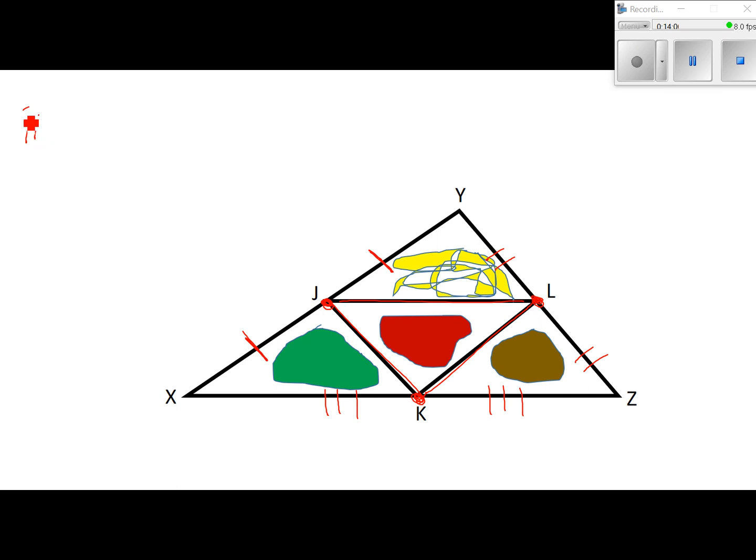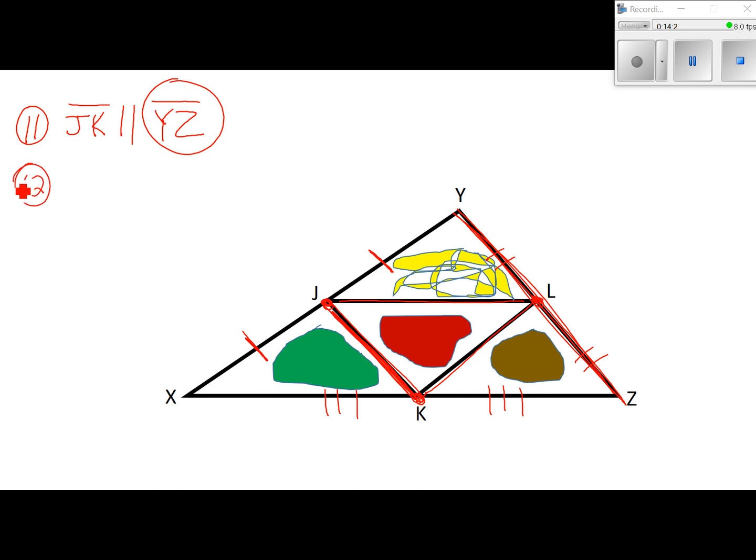Number 11, they want to know that segment JK is parallel to what segment? Well, if we find segment JK, that's right here. Well, it's got to be parallel to this side of the big triangle over there, which is segment YZ. So that's your answer for number 11.